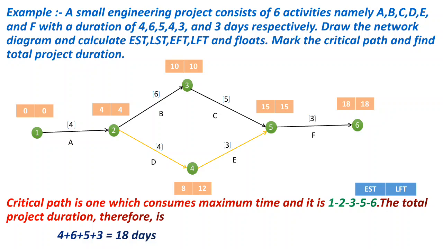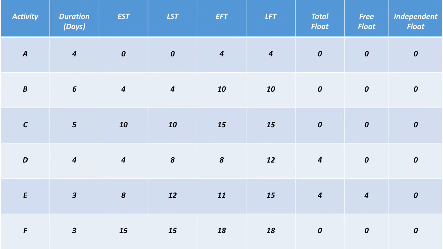For activity E, 15 minus 12 minus 3 equals 0. And for activity F, 18 minus 15 minus 3 equals 0. So here you see that for all the activities, the value of independent float is 0.